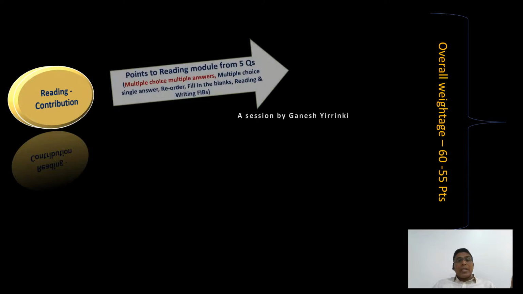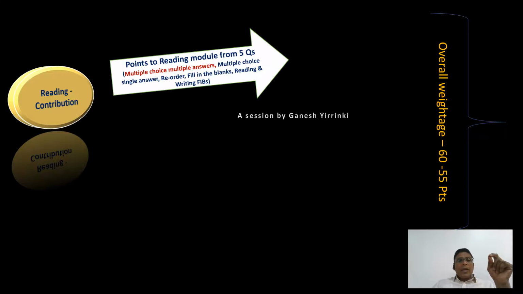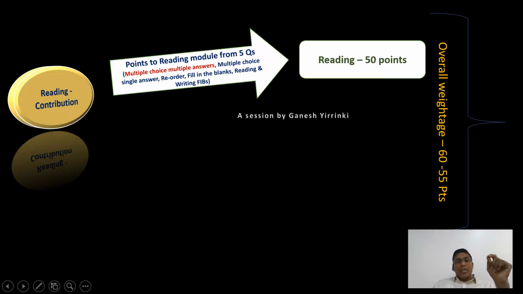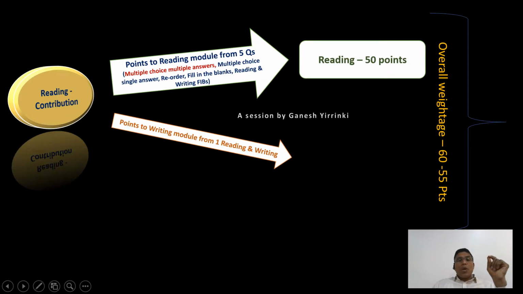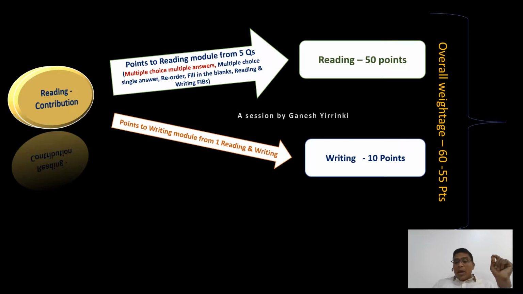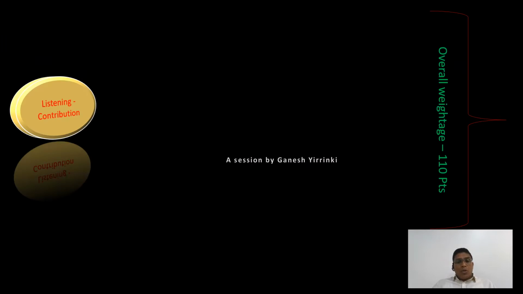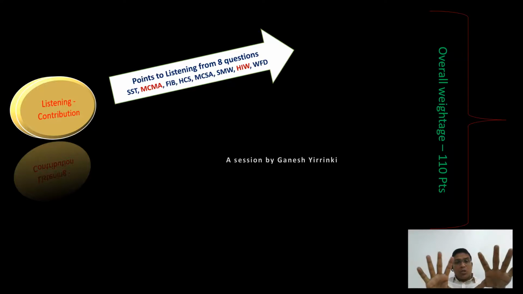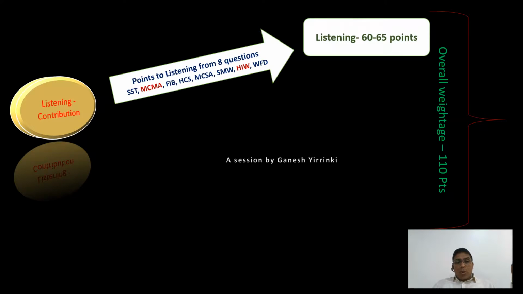And after the writing module, we have the reading module. We have five questions in the reading module: multiple choice multiple answers, multiple choice single answer, reorder paragraphs, fill in the blanks, and reading and writing fill in the blanks. These questions can get you around 50 points. But from the reading module, we have a question called reading and writing fill in the blanks, which can get you 10 points to the writing score. And after reading, we have the listening module. In the listening module, there are eight questions. These eight questions can get you around 60 to 65 points to the listening module. And to the listening module, speaking will also contribute. So that's how it is going to be 90.